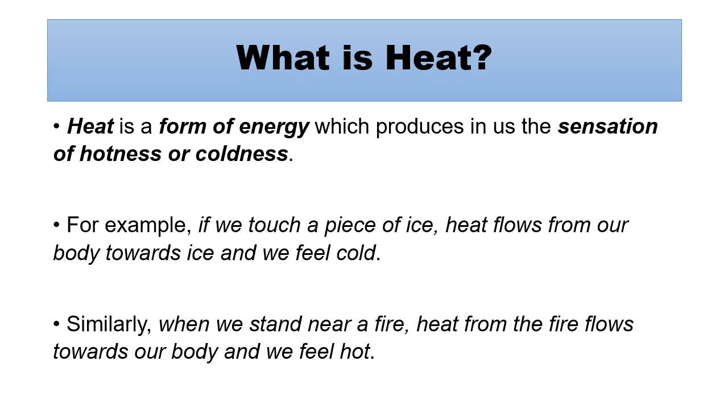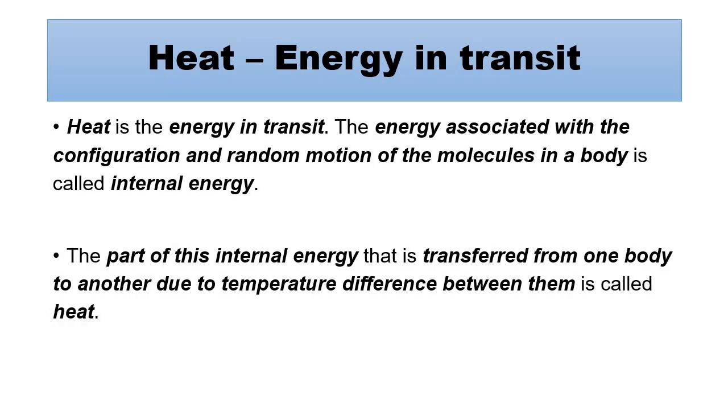So we know that heat is a form of energy, which is basically the internal energy of a system, a body or an object, which produces in us the sensation of hotness or coolness. The internal energy of a system in transit from one place to another is called heat. And this internal energy transfer happens only when there is a temperature difference between two objects or two bodies. Okay, so this is the basic concept.